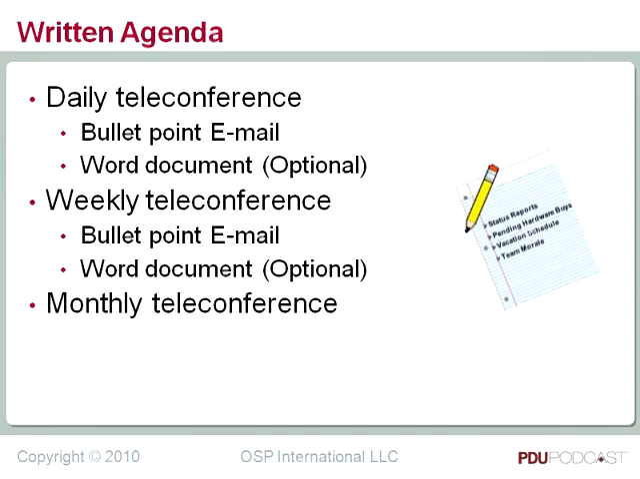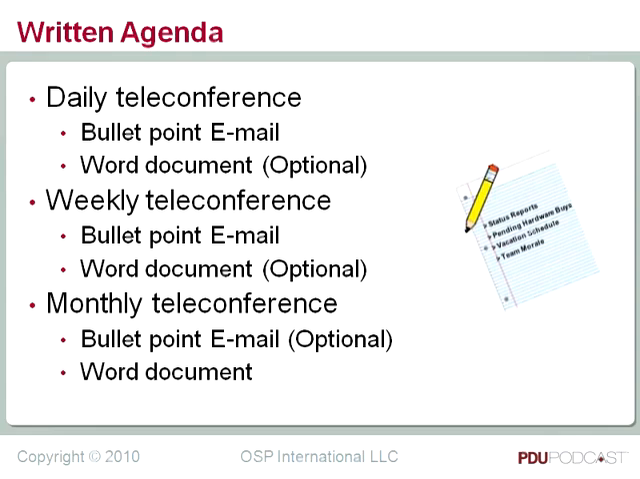However, on a monthly teleconference, that really should be a Word document. I've indicated a bullet point email, and it's optional. I don't think it's the best form. I really think some type of a Word document listing what's going to be covered, and if there's certain expectations from certain individuals, that also be part of the document.